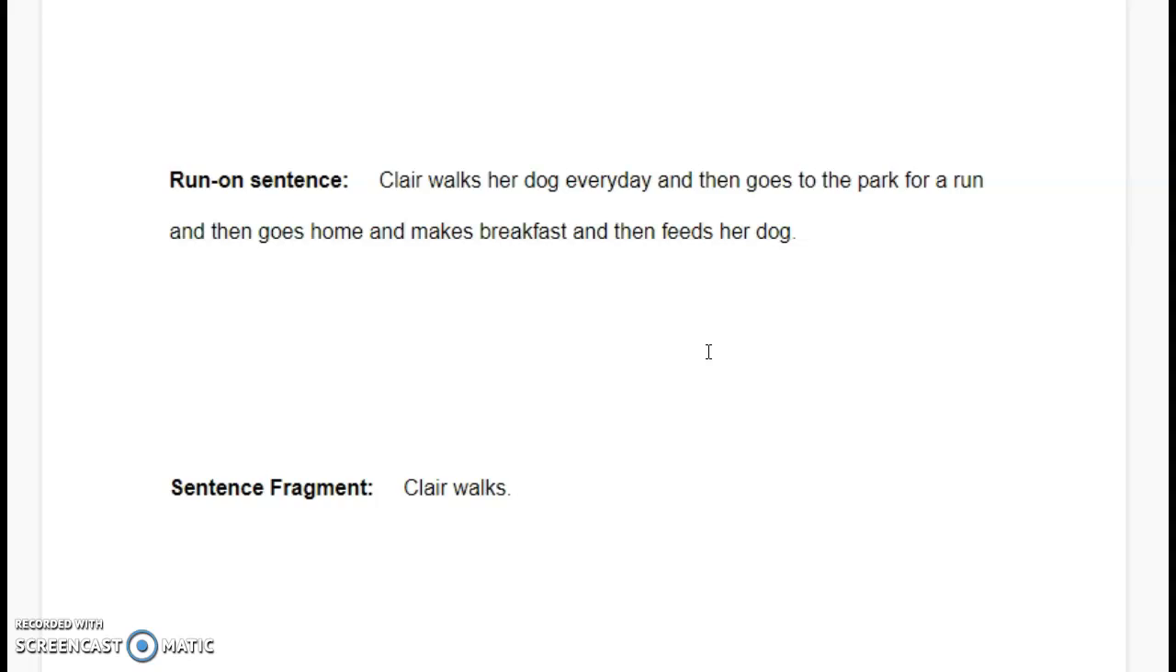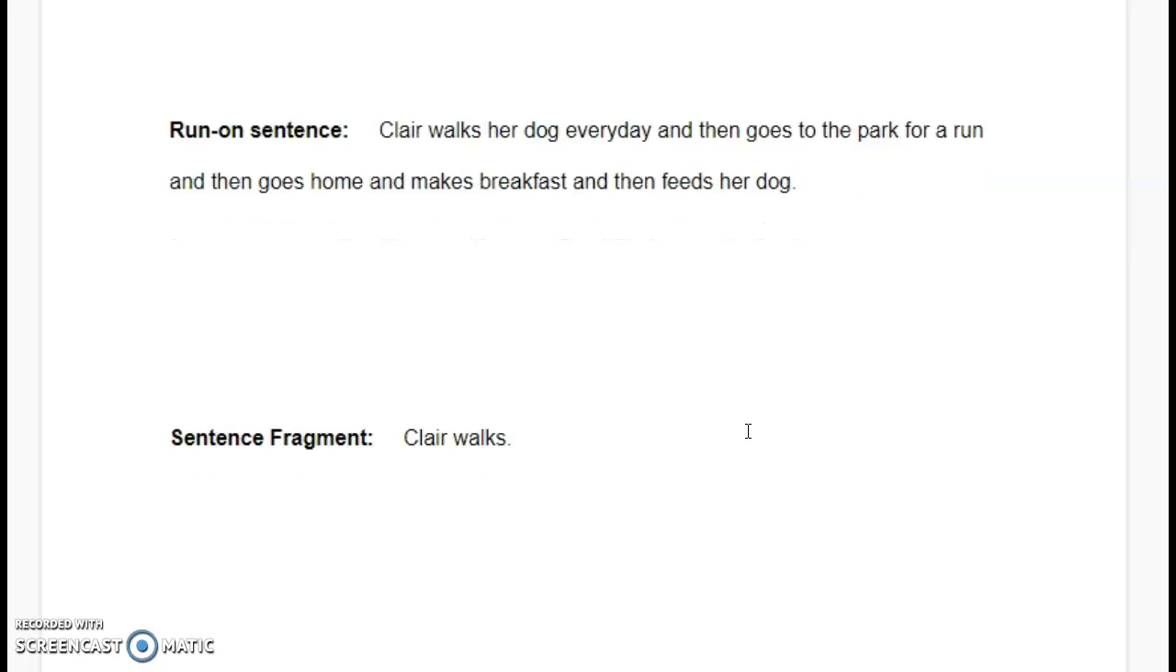Claire walks her dog every day and then goes to the park for a run and then goes home and makes breakfast and then feeds her dog. Whew, so I ran out of breath when I was reading that run-on sentence because there was no punctuation. We have two or three complete thoughts. So Claire walks her dog every day. That's one complete thought. Then goes to the park for a run. There's another complete thought. Then goes home and makes breakfast. There's another complete thought. Then she feeds her dog, and there's another complete thought. Okay, so that is a run-on sentence.